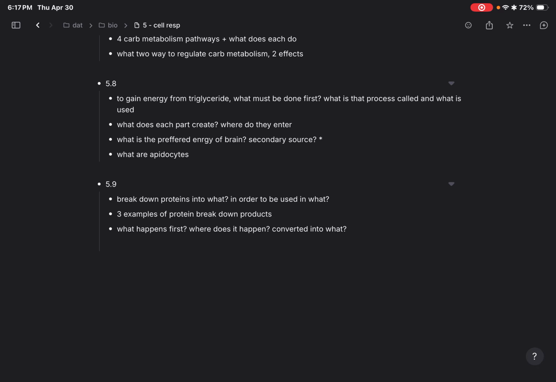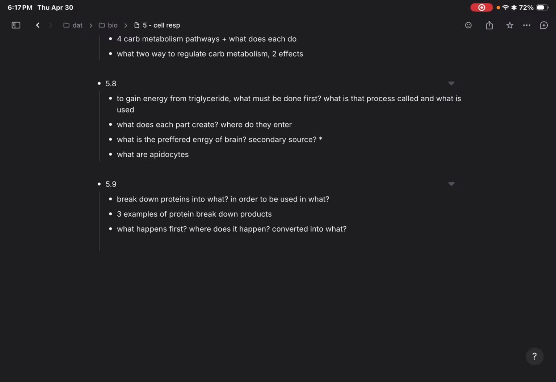Proteins, least desirable. They're made up of amino acids and need to get broken down. So oxidative deamination removes the amino group, and then the ammonia gets converted to urea. Yeah, okay, that's all I think you need to know.